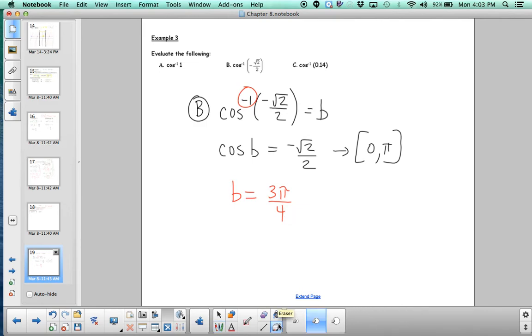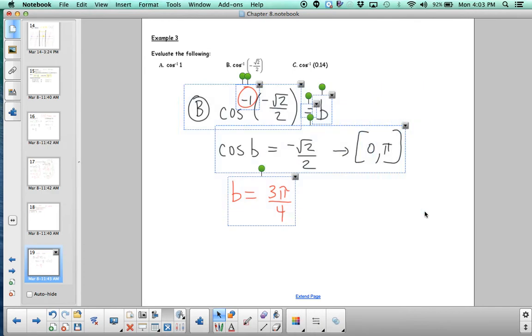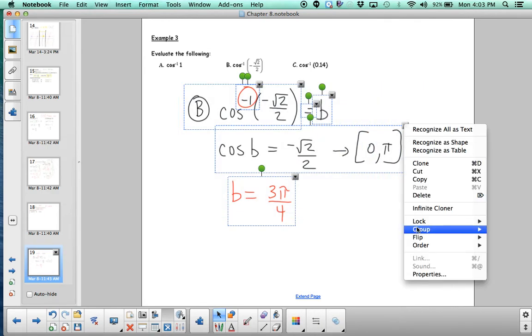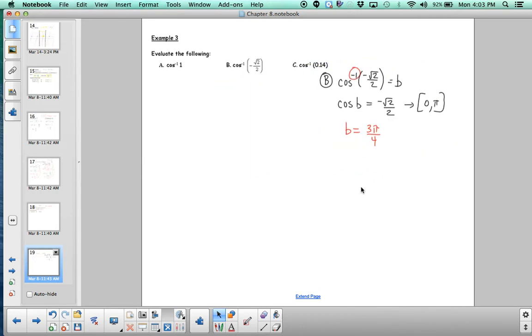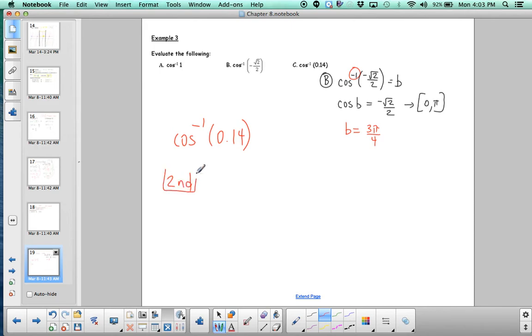And then the last one is a calculator application. On this last problem, the reason you know you're going to need to use your calculator is because 0.14 is not one of the coordinates on your unit circle, and so we need to use our calculator. For the calculator, you just need to use your second key and then use your cosine.